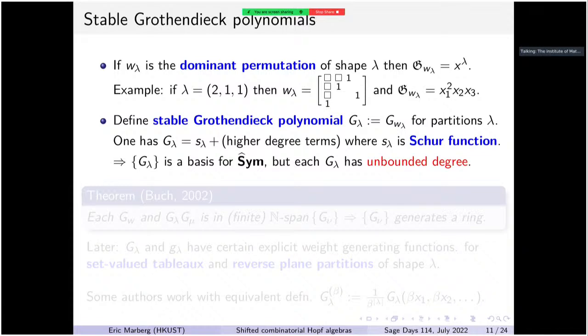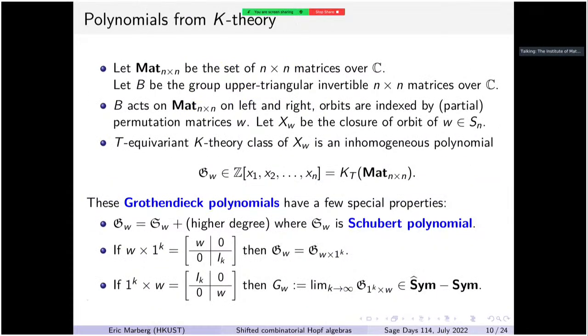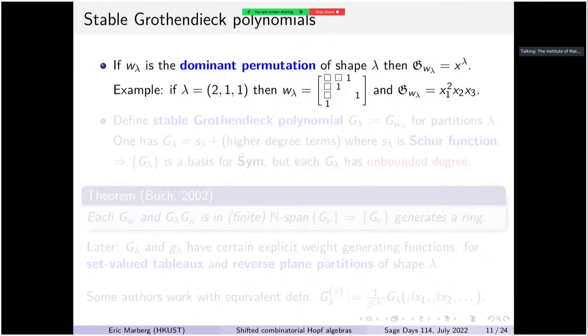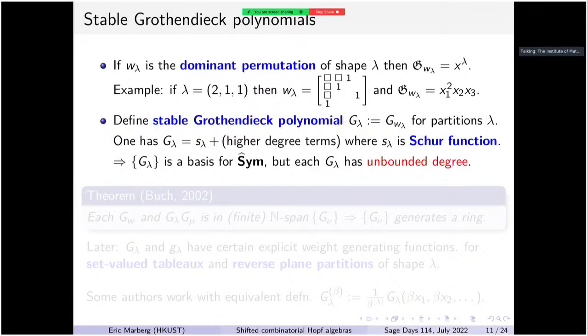And what we can do is define the stable Grothendieck polynomials as these limits that we saw on the previous slide. So this limit, for just the dominant permutation of shape lambda. It turns out that these are sufficient to span everything. G lambda is a Schur function plus some higher degree terms, which means that they're automatically a basis for these unbounded degree symmetric functions.